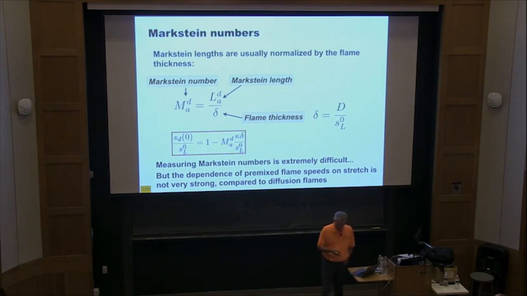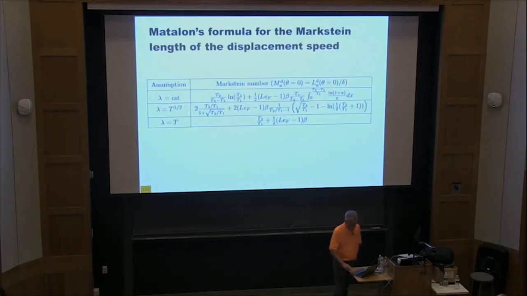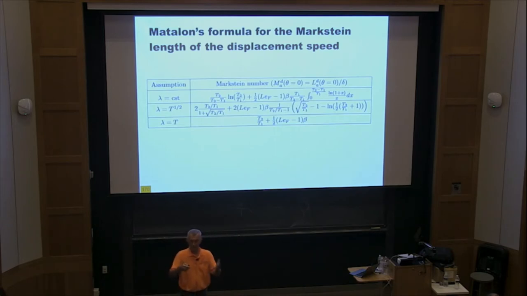The Markstein length is actually often replaced by the Markstein number, which is the Markstein length divided by delta. So it's just the ratio of that to the flame thickness that we have defined now. And measuring the Markstein length is even more difficult than measuring flame thicknesses and flame speed. So there are theoreticians, I took that from Moshe's paper, who compute the Markstein length theoretically for single step reaction, et cetera, et cetera. And they give you the expressions of the Markstein length, okay?